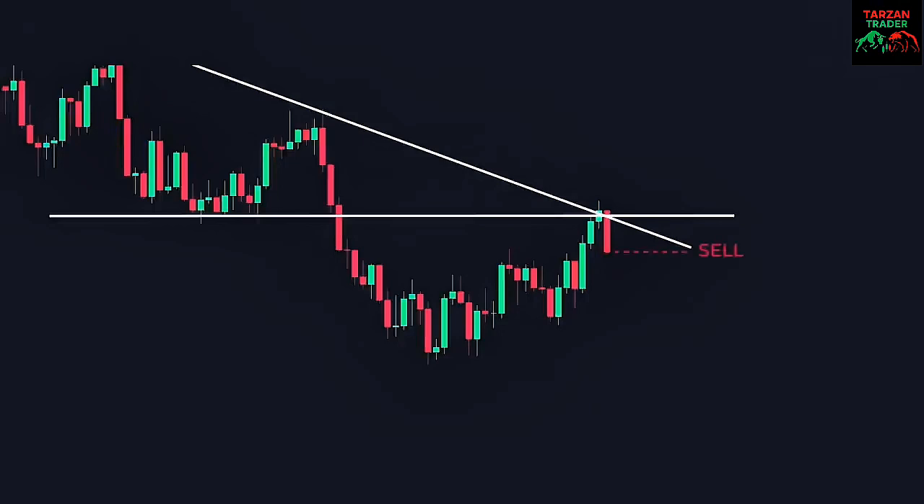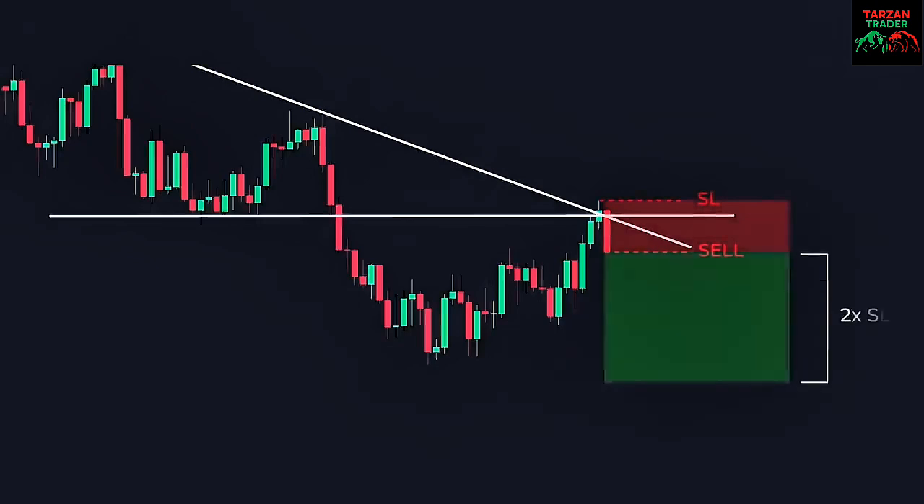You can place your stop loss above the high of the previous candle and set your profit target at twice the size of your stop loss. The price moved down exactly as anticipated and reached our profit target shortly after entry.